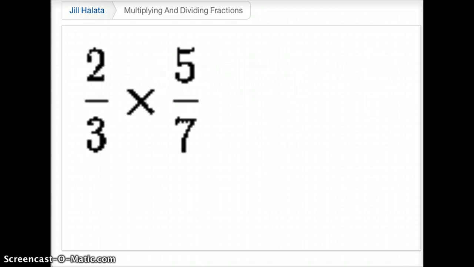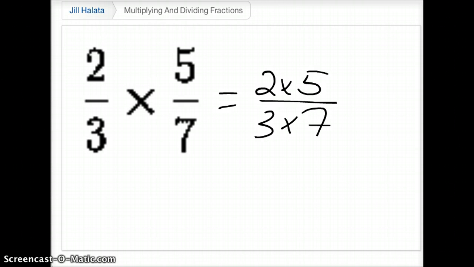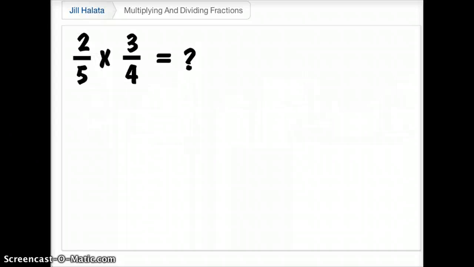Let's do another one. So 2 thirds times 5 sevenths. So again, it's 2 times 5 over 3 times 7, which equals 10 over 21. And that is in simplest form because factors of 10 are not factors of 21, so it's in simplest form because they don't have any common factors.